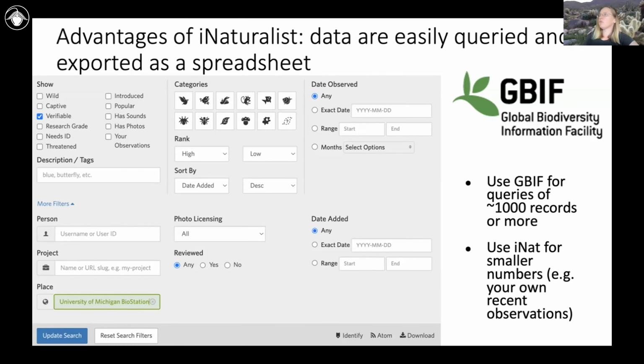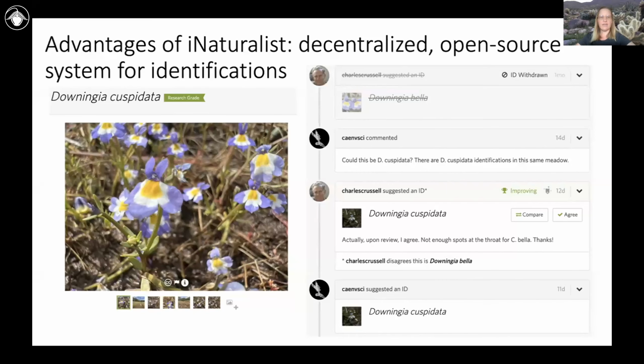So if you're doing research with huge numbers of observations, you can really get a lot of data by going through GBIF. Because they're research grade observations, you won't get the non-research grade observations where only one person put a name on something and it hasn't reached that two-thirds agreement identification threshold. But just the way the data are structured makes them really easy to export as spreadsheets from either GBIF or directly through iNaturalist. We'll get into that a little bit later on.